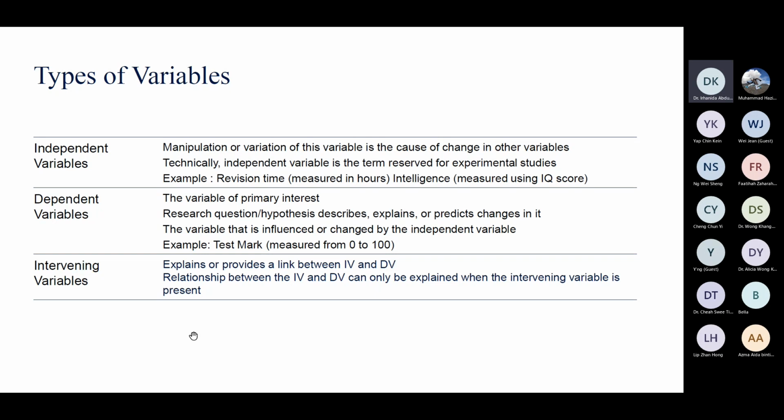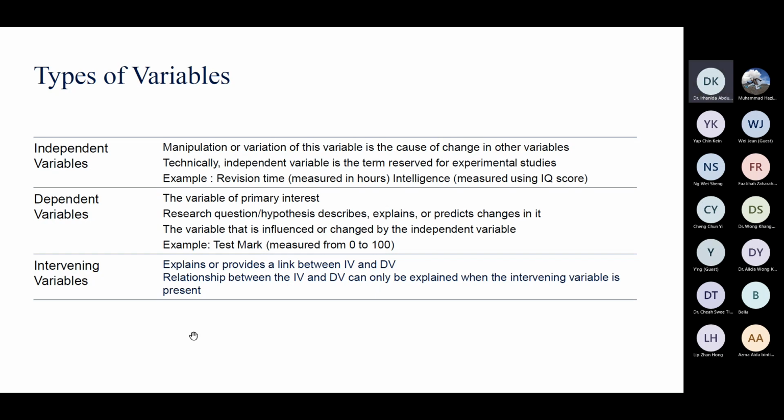So intervening variable is basically the one that explains or provides the link or relationship between IV and DV. Normally in quantitative research, the shortcut for independent variable is IV and the shortcut for dependent variable is DV. The relationship between the IV and DV can only be explained when the intervening variable is present, but not necessarily all research has an intervening variable. It depends on your objective of your research.